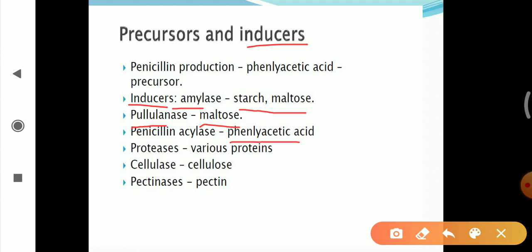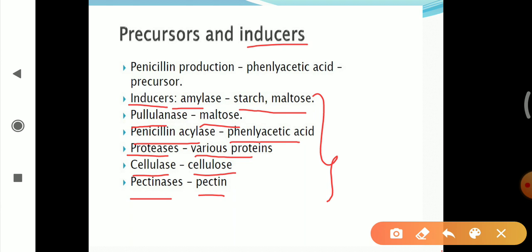If phenylacetic acid is the inducer, then penicillin acylase is the product. If various proteins are used as an inducer, then protease will be synthesized as a product. If cellulose is the inducer, then cellulase enzymes will be our product. If there is pectin, then pectinase is our product. These are all the inducers, and against the inducers our product will be synthesized.